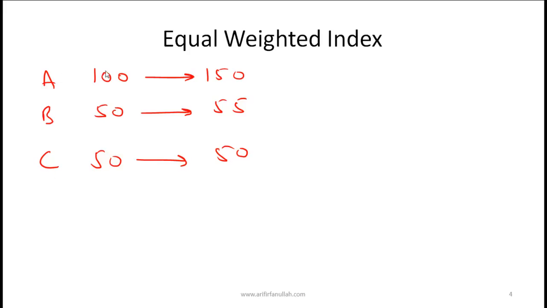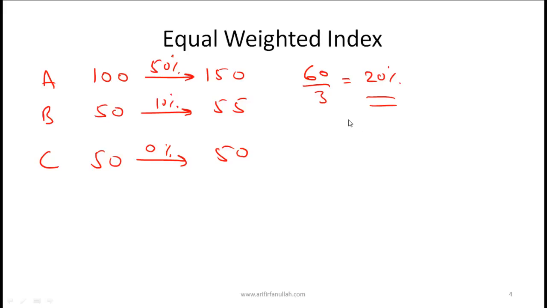So he is not concerned with the share price. What he is concerned about is the return on each share. So notice that the return here, 50% for A, for B the return is 10%, for C the return is 0%, and for an equal weighted index we basically take the average return. So the average return of 50, 10 and 0 is 60 over 3, which is equal to 20%.